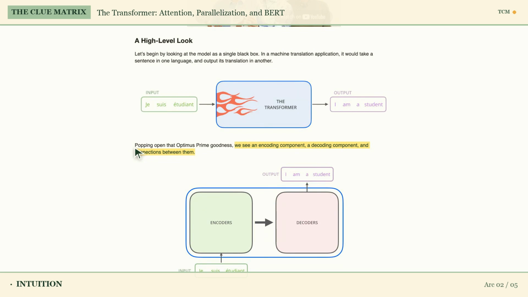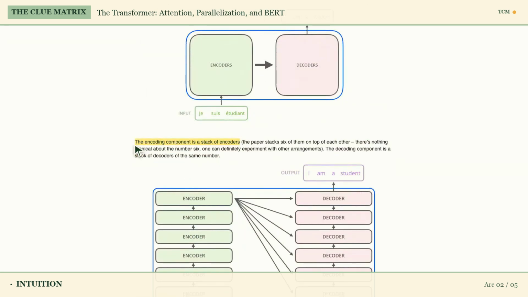The guide shows that the encoding component is a stack of encoders, and the decoder is a similar stack. Each encoder performs a specific step of processing. So it's not just one big encoder, but layers of them, each refining the understanding of the input.